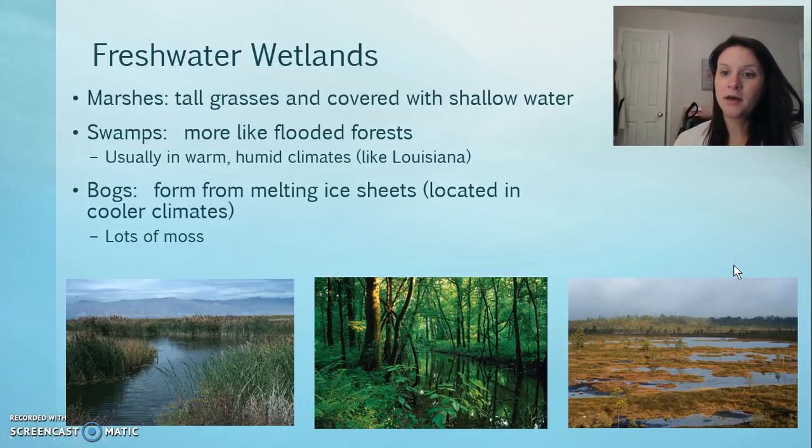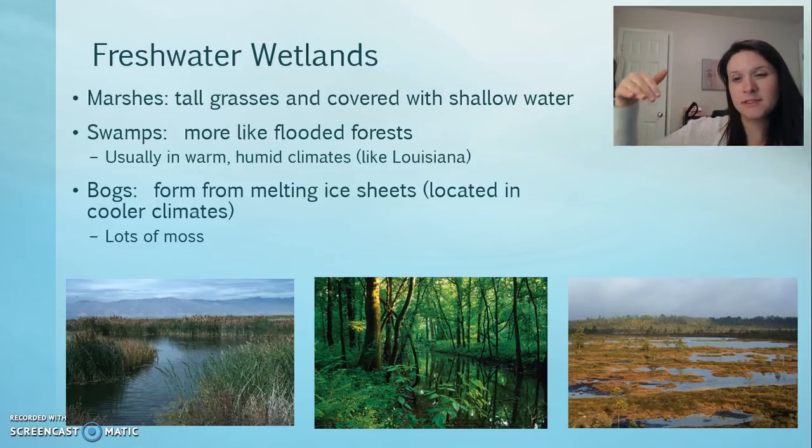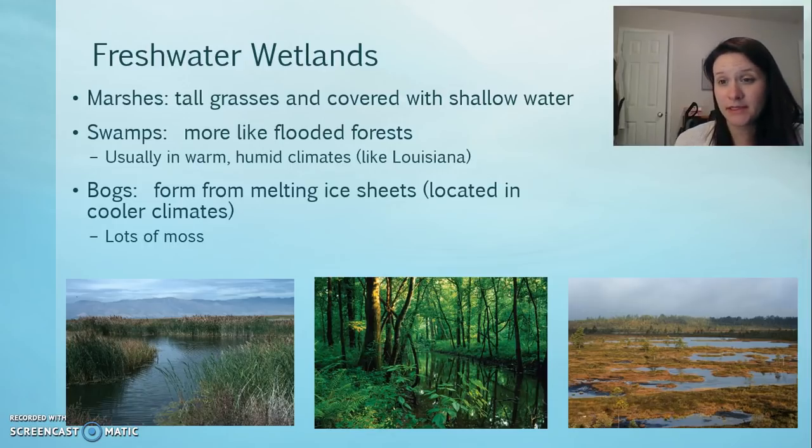Bogs are located much farther north in cooler climates. Basically, it's when ice or snow melts, and there's again that kind of bowl shape divot left in the land from that ice, so that the ice water can't evaporate out or get out. So it creates this kind of bog environment. One of the characteristics of a bog is that it's very much covered in a lot of moss. Moss is oftentimes kind of blanketing and coating over the rocks.